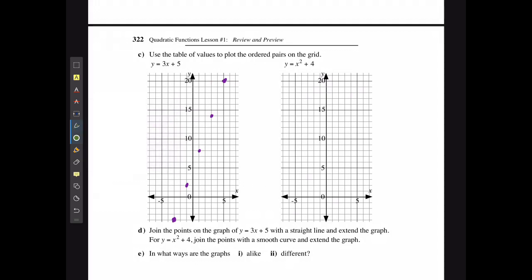For the second one, I started with the point negative 4 and 20, then went to negative 2 and 8, 0 and 4, 2 and 8, 3 and 13, and 4 and 20.